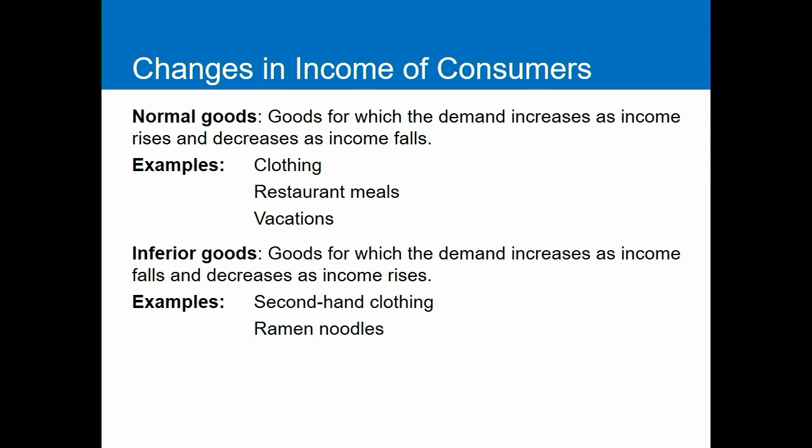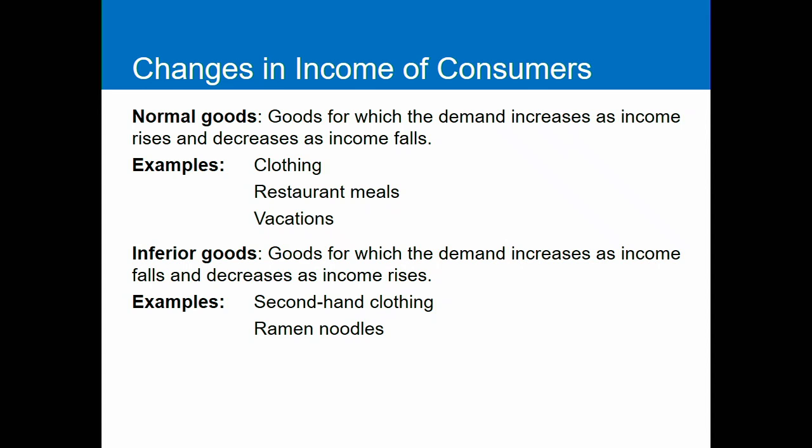So you graduate college and you get a good job, you start making a lot of money, the amount of clothing you're going to buy will increase in general. Or maybe you'll buy more expensive clothing. But the amount of secondhand clothing you're going to buy is going to decrease. Once you start making that money, you don't have to buy secondhand clothing anymore. Likewise with ramen noodles, you don't see rich people eating a ton of ramen noodles. You see them going out to restaurants a lot more.